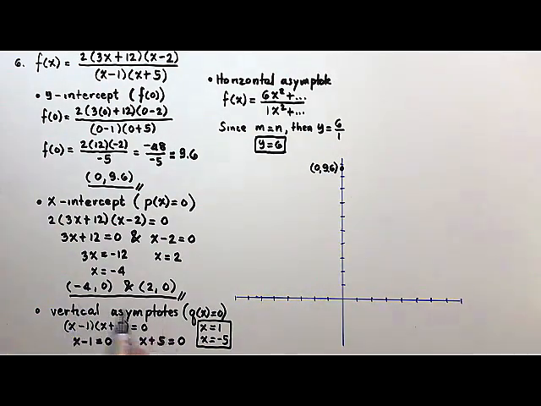Our x-intercepts, we have two. The first one is (-4, 0): negative 1, negative 2, negative 3, negative 4, 0 here. And the other one is (2, 0). So it's here.